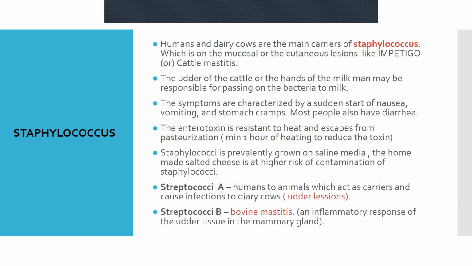Humans or animals act as a carrier and they cause infections in dairy cows. Dairy cows are seen to have udder lesions in staphylococcal A infection. In staphylococcal B infection, you have bovine mastitis. Bovine mastitis is nothing but an inflammatory response in the udder tissue of the mammary gland.